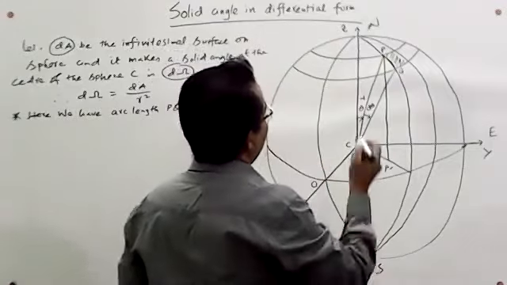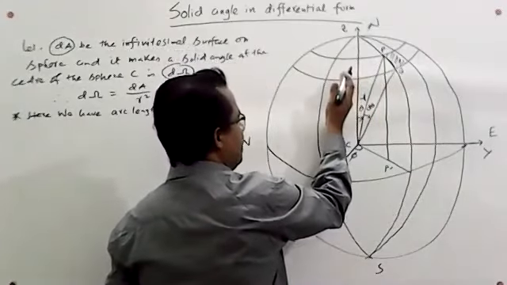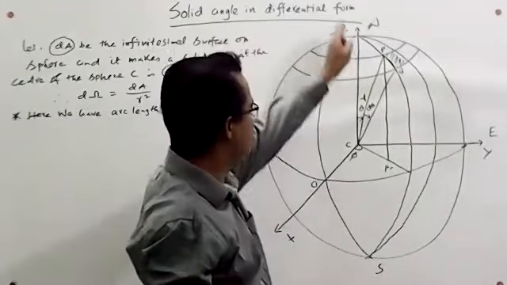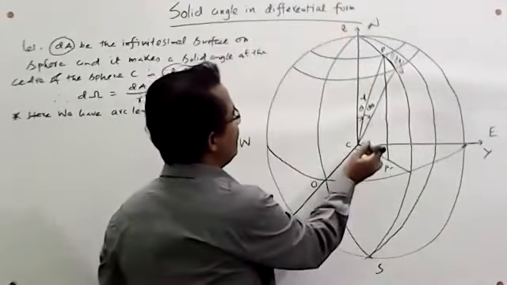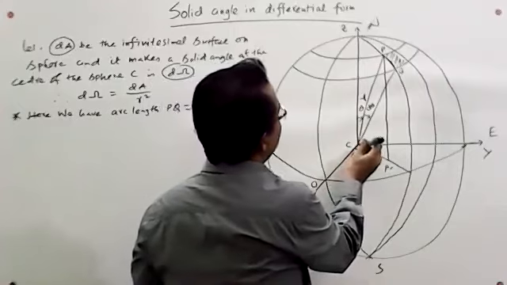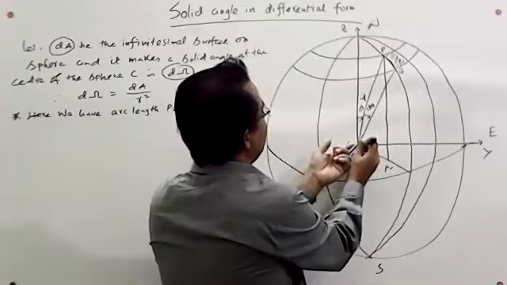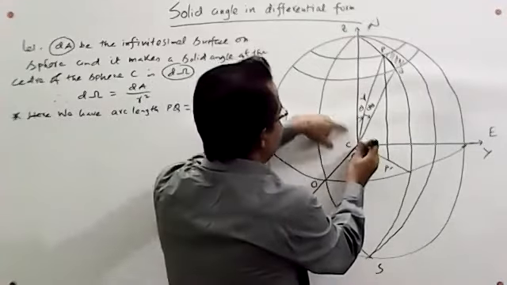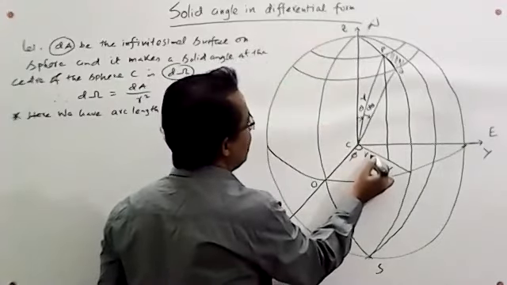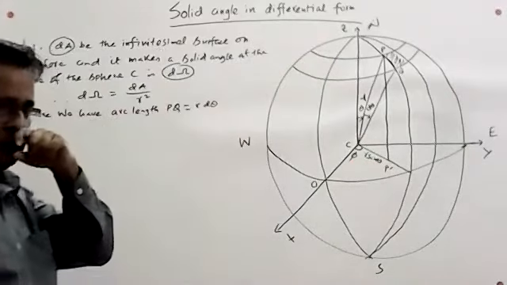Now, here the projection of R on the positive z-axis will be R cos theta. Projection of R in this direction will be R cos theta. And since this line, this OP dash line, is perpendicular to the z-axis, the projection of R along this line will be R sin theta. This is R cos theta, this will be R sin theta. So we can say that here OP dash is equal to R sin theta.